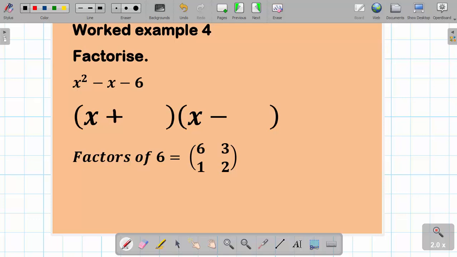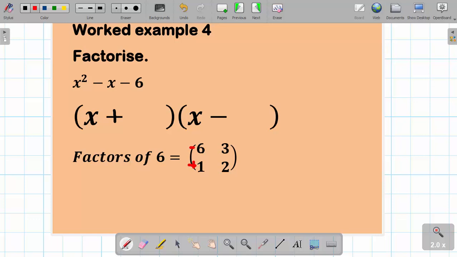Now, after that, I look for the factors of 6. Now check here. 6 times 1, I get 6. 3 times 2, I get 6. But we said in the notes that the larger factor takes the sign of the coefficient. So in other words, guys, 6 times 1 is 6, but the sign here is what? Negative. So the 6 must be made negative, then the smaller must be made positive.